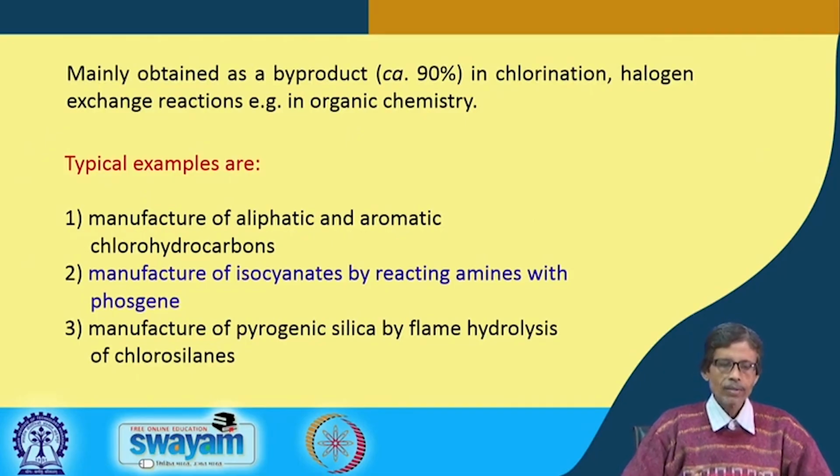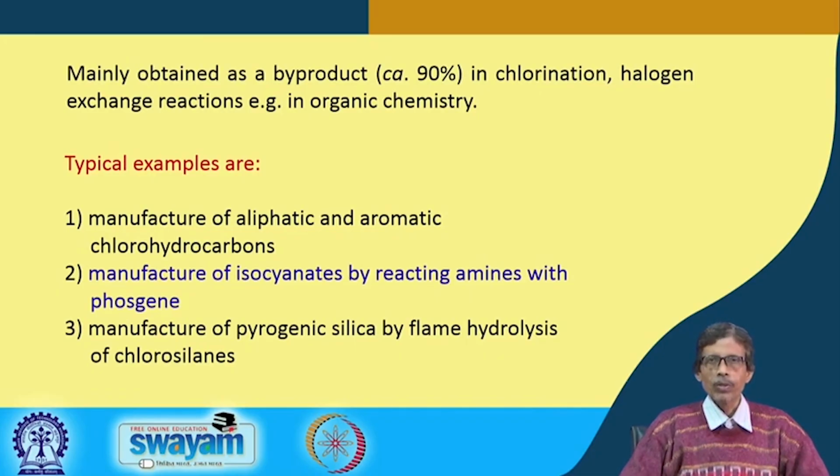So chlorosilanes can also be treated for producing silica itself, that means the silicon in the elemental form. Chlorosilane itself has different varieties. You can have 1 chlorine attached to the silicon, 2 chlorines attached to the silicon center, or 3 chlorines attached to the silicon center.